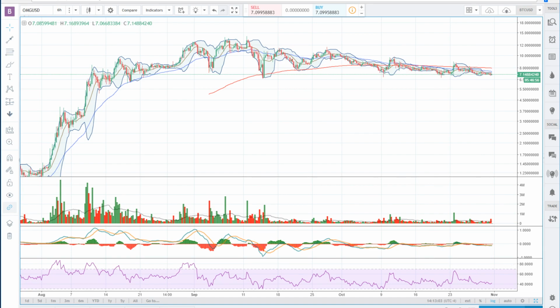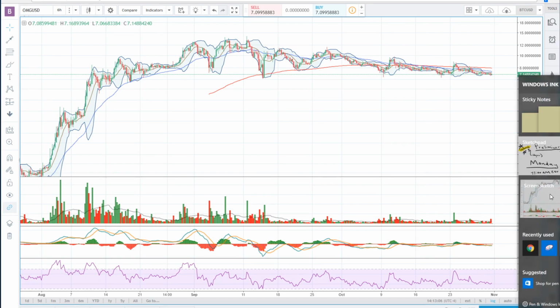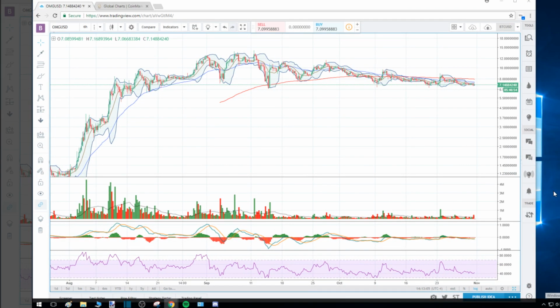Oh, you're asking about my drawing tool? I'm using a Wacom tablet. I'm doing it with my computer, but it's a Wacom tablet, and I have software to support it. That's how I'm drawing on the screen.